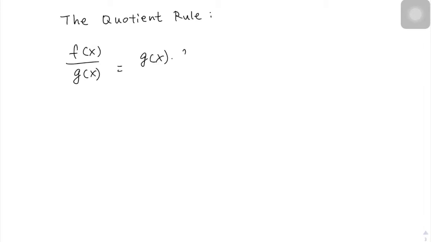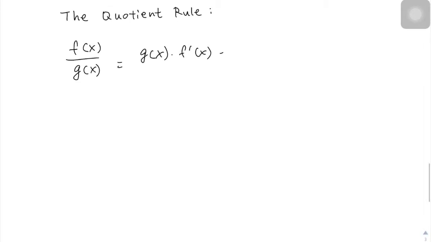Then let's look at a more complex one, the quotient rule. When we have g(x) over f(x), its derivative is g(x) multiplied by f prime x, minus f(x) multiplied by g prime x, and then the whole thing is over g(x) squared.